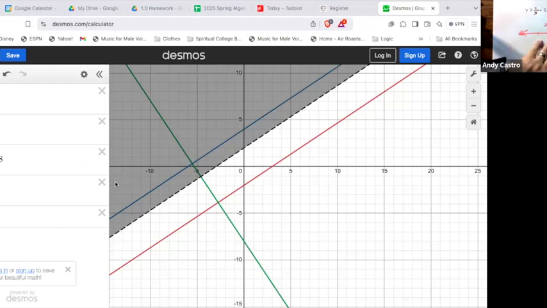Is 0 greater than 2? It is not. That is a false statement. 0 is not greater than 2. So what that means is 0 does not exist as an answer. So you shade the opposite side. You shade this side right here because everything over here is an answer.